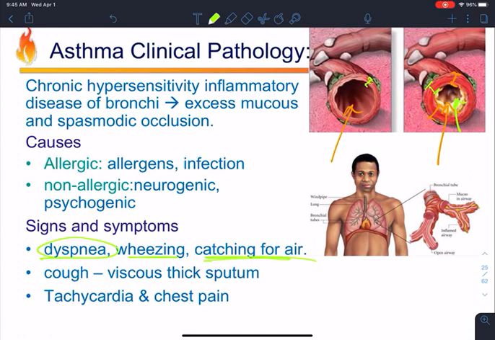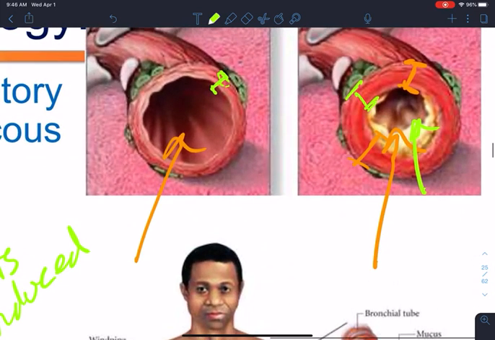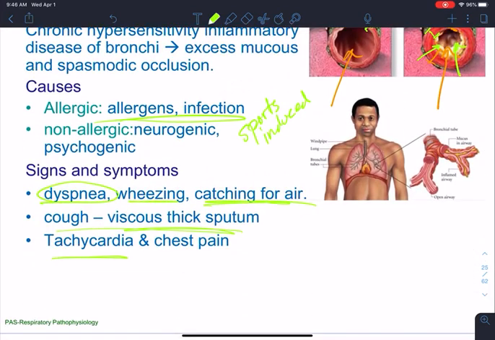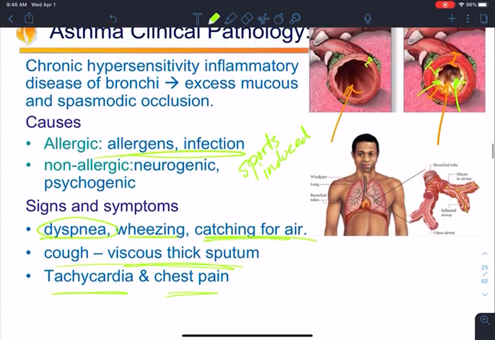It can be brought on by allergens or infections. It can also be brought on by sports induced. My brother has that. And then get really viscous, thick sputum. Again, you got all that mucus in there. Look at that, all this mucus in here. And then can lead to a faster heart rate because your body is not getting enough oxygen, so your heart speeds up to try to compensate for that, and it can also lead to chest pain.